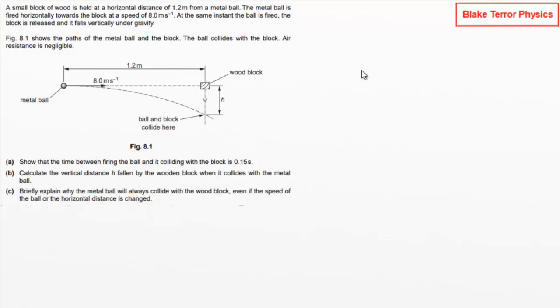Right, so that's just going to be 1.2 meters. It's doing it at 8 meters per second. So we're just dividing that out. So that is going to be 1.2 divided by 8. So that is 0.15 seconds. So that's exactly what we want for part A.